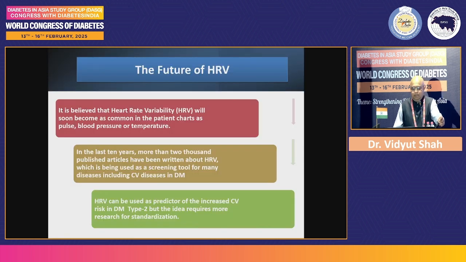So friends, this is my last slide. The HRV has got a future, and it is believed that heart rate variability will soon become as common in the patient charts as pulse, blood pressure, or temperature. And in the last 10 years, more than 2,000 published articles have been written about HRV, which is being used as a screening tool for many diseases, including CV disease in diabetes. And so, HRV can be used as a predictor of increased CV risk in diabetes type 2, but the idea requires more research for the standardization.